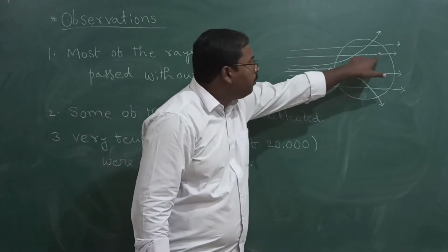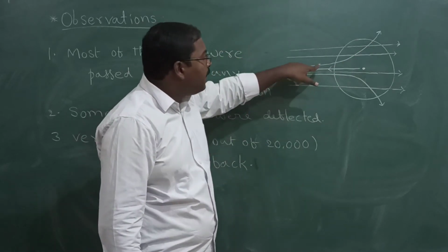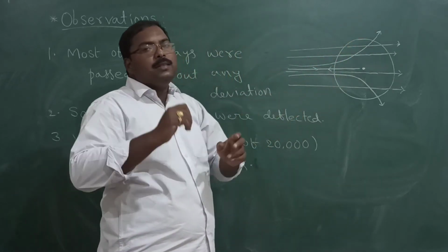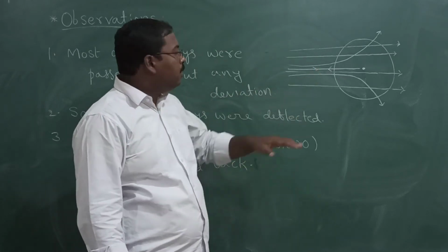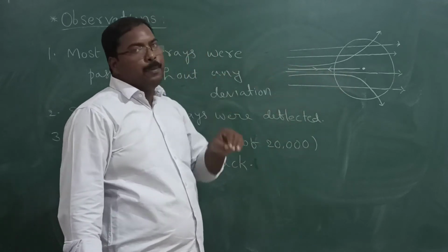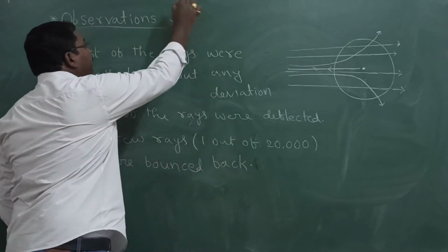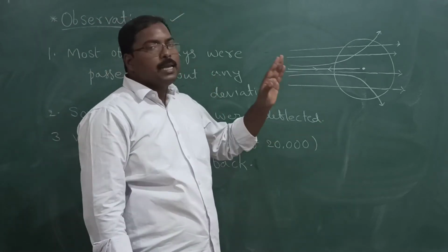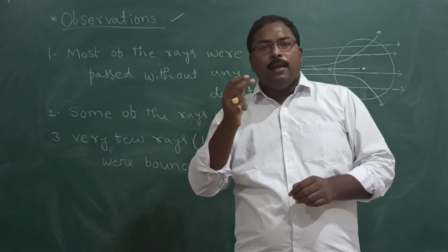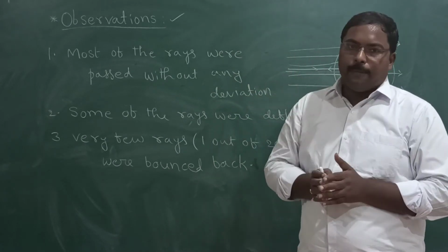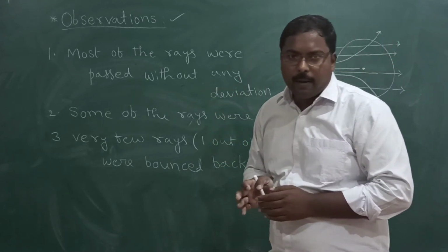One is most of the rays were passed through the foil. Some of the rays were deflected with some angle. Very few rays, 1 out of 20,000, were bounced back in the same direction. Okay? So these are the three observations made by Rutherford from his experiment. Now, based on the experiment, he explained about the structure of the atom. Now let us see what conclusions he made from the experiment. Okay?